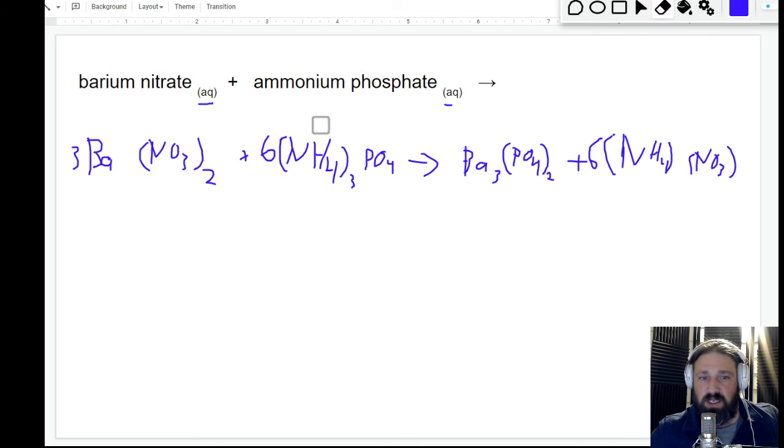No, we don't need 6 ammonium phosphates. We need 2 ammonium phosphates. 2, 3, 6 ammonium, 6 ammonium, 2 phosphates. There we go. All right. And I know this is aqueous, because we talked about it before. This is also aqueous, because we talked about that before.